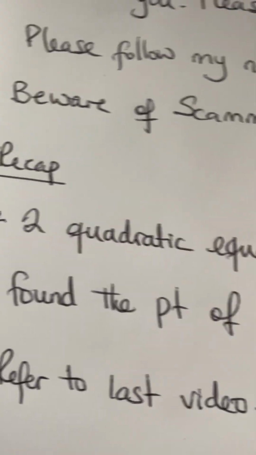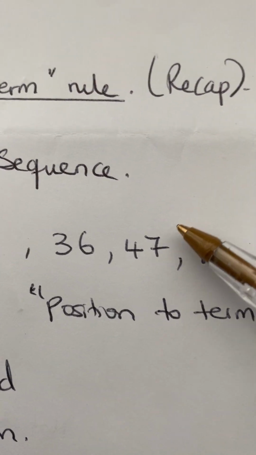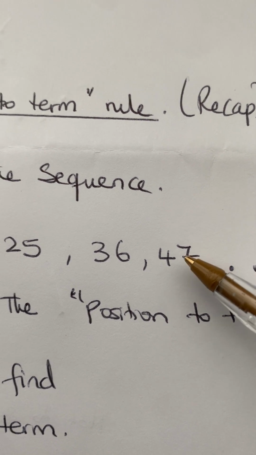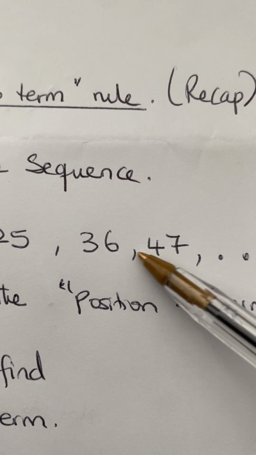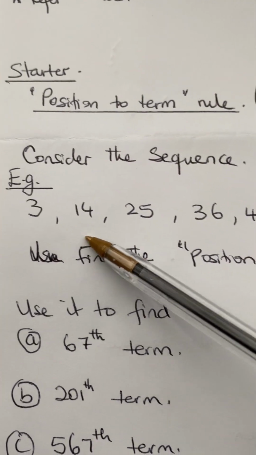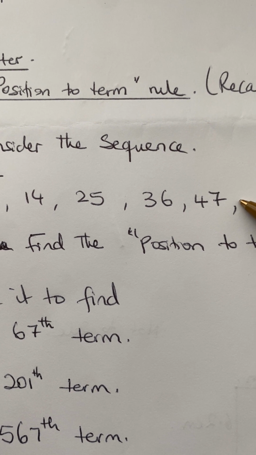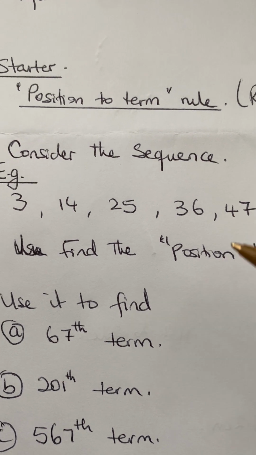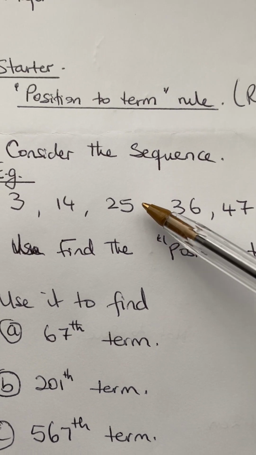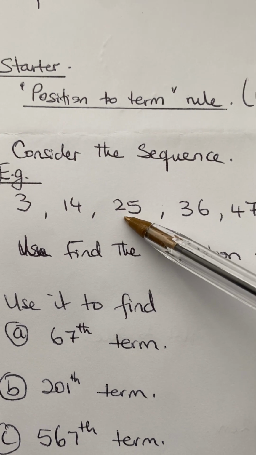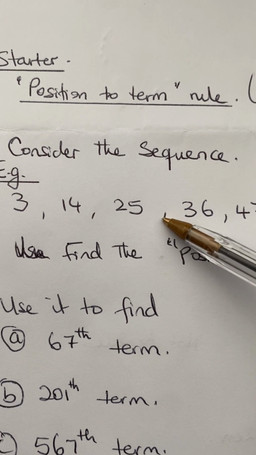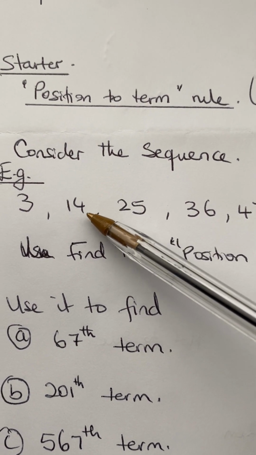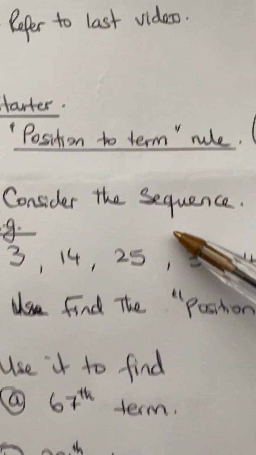Also, for instance, this is 36, this is 47. So if you hear 47, 36, go by this order. That is why you need to be watching and listening, because if, for instance, I said 25 before 14, or you heard 25 before 14, follow the notes.